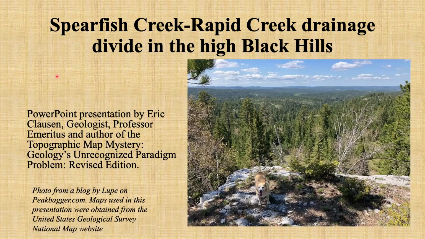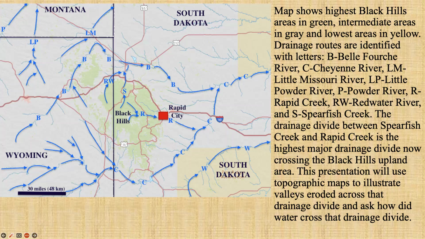And by anomalous evidence, I mean it's evidence that the accepted geology paradigm, which is how geologists explain how features formed on the Earth's surface, does not give a good explanation of how this drainage divide formed or of some of the features that we're going to be looking at. And I'm going to be using topographic maps primarily to illustrate the drainage divide. But that's what the subject of the presentation is. Let's move into looking at where this drainage divide is.